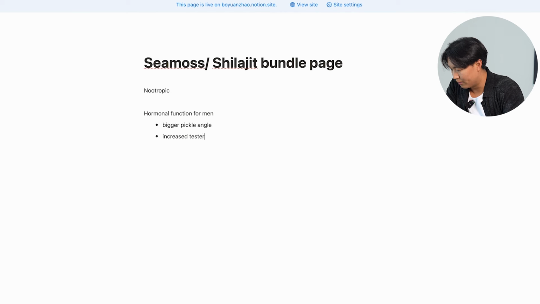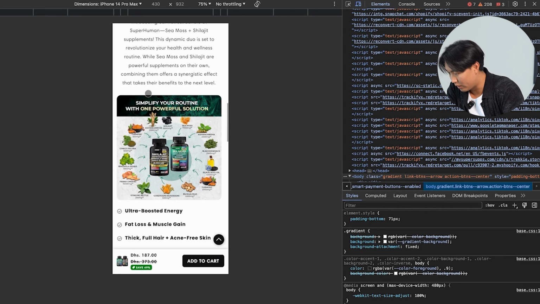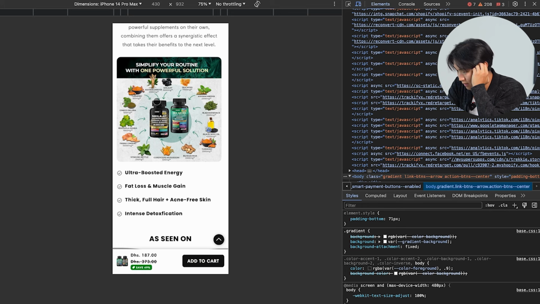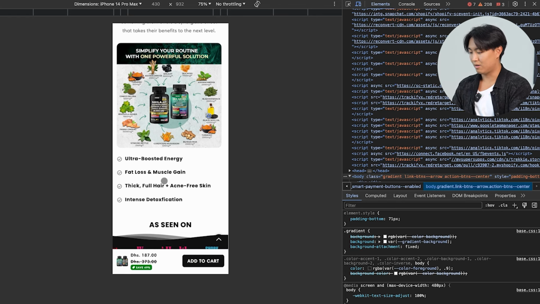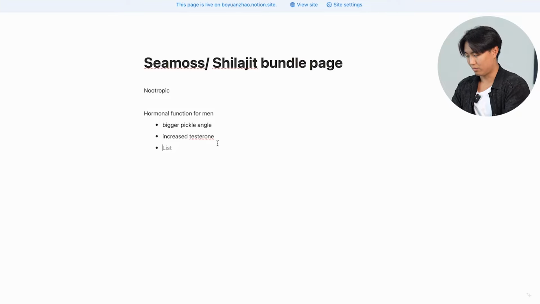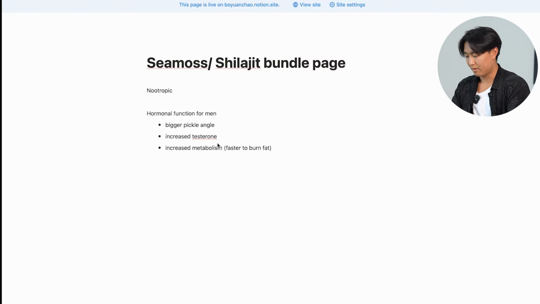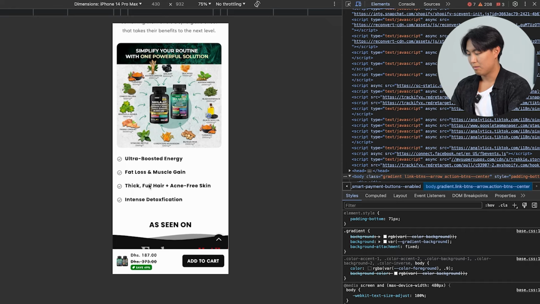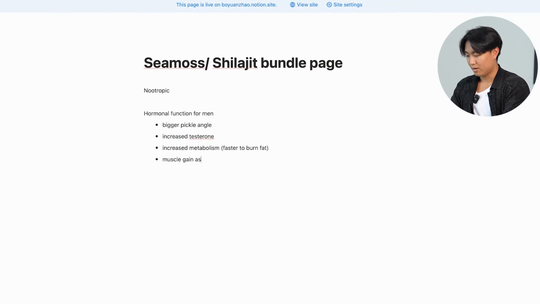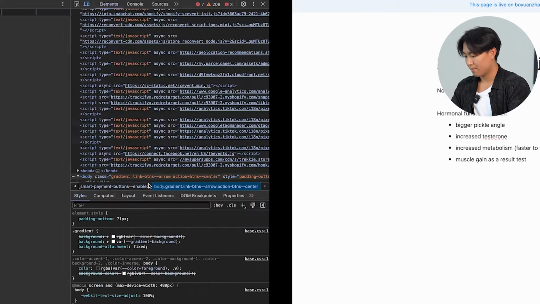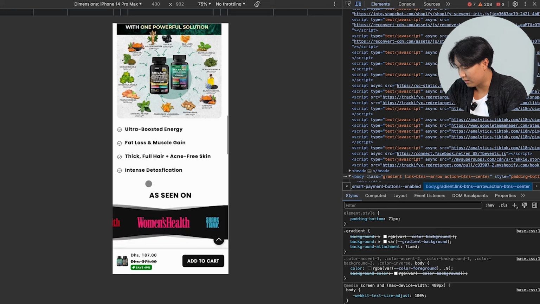And then I'm gonna scroll down a little bit to really get to grips with what they're offering. So in terms of ingredients, ashwagandha is definitely a nootropic, black seed oil, okay, got it. Ginseng, that's pretty cool. So basically boosted energy, fat loss, muscle gain. So fat loss, muscle gain really is just more of, what's it called? The thing to increase metabolism. So increased metabolism to burn fat, right? So these are the main USPs. Muscle gain as a result of tests. And then intense detoxification, that's fine.